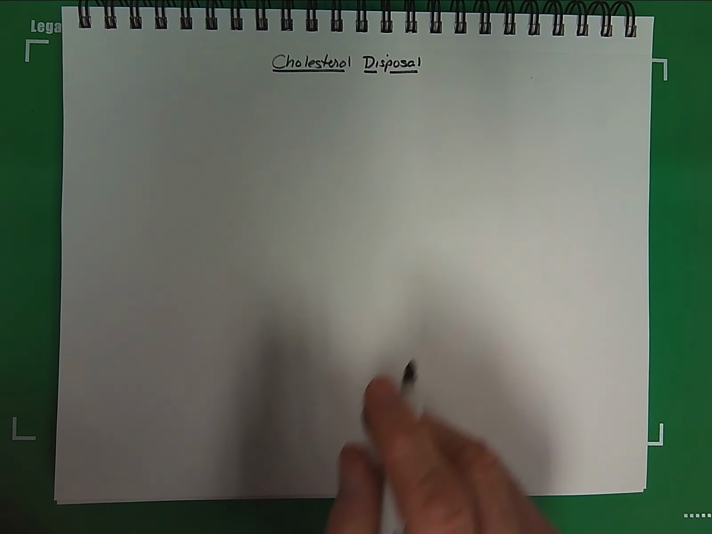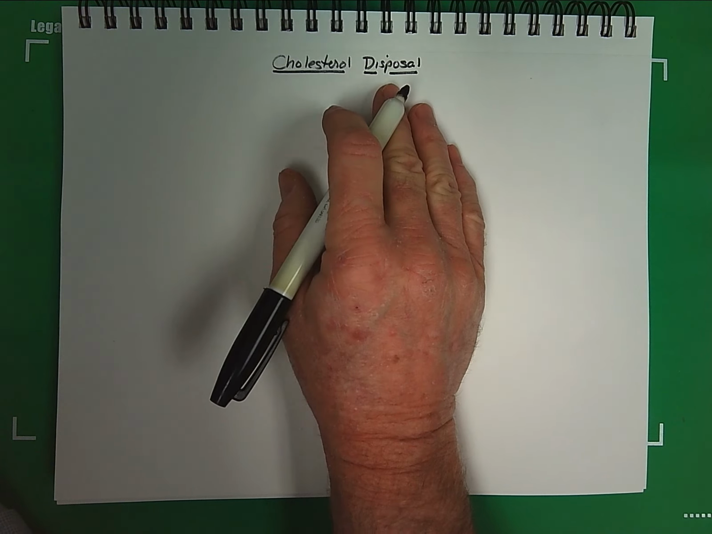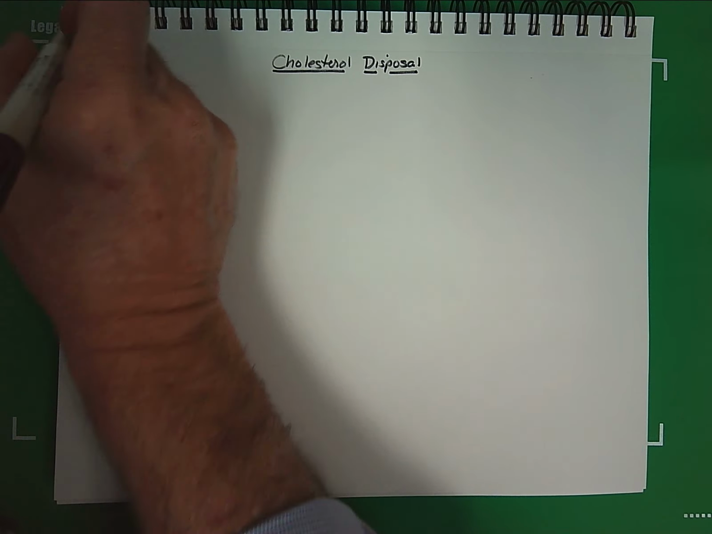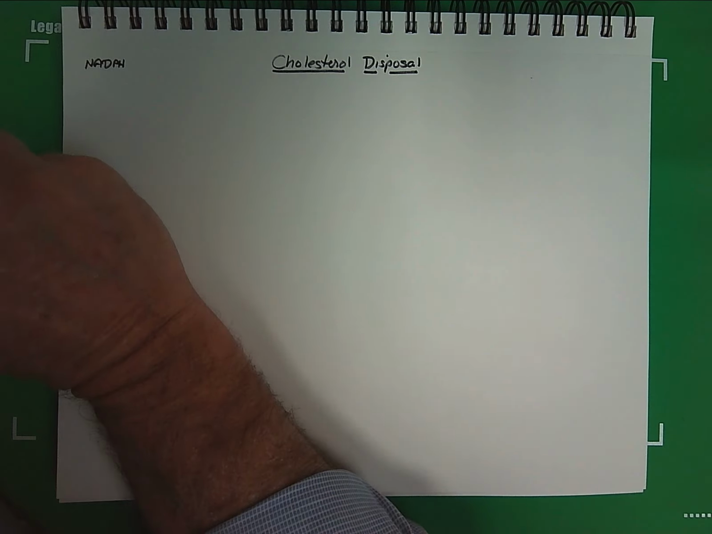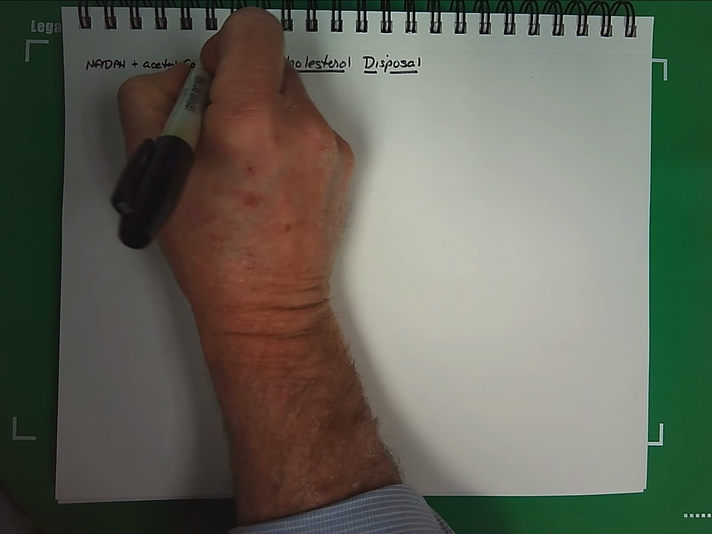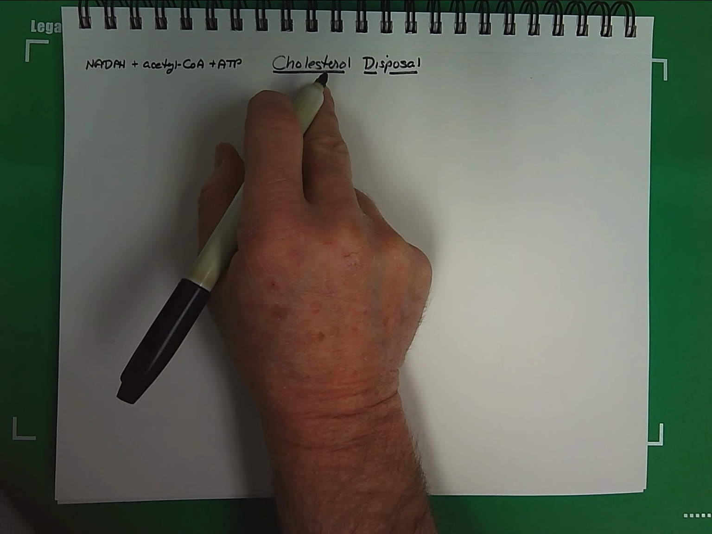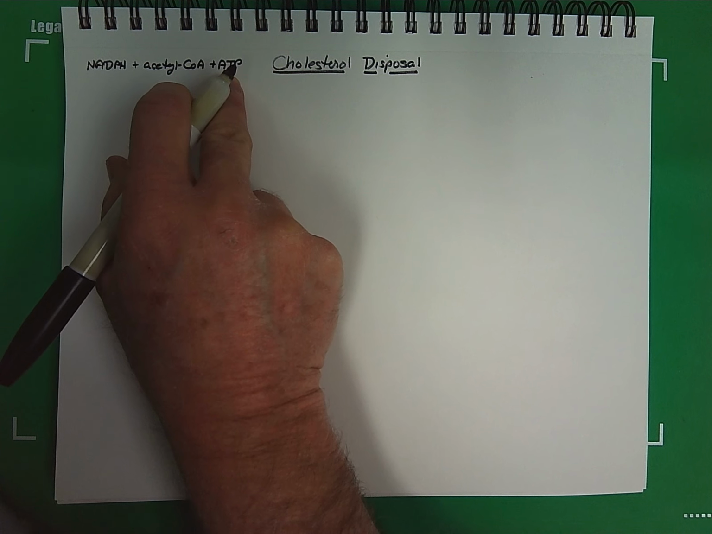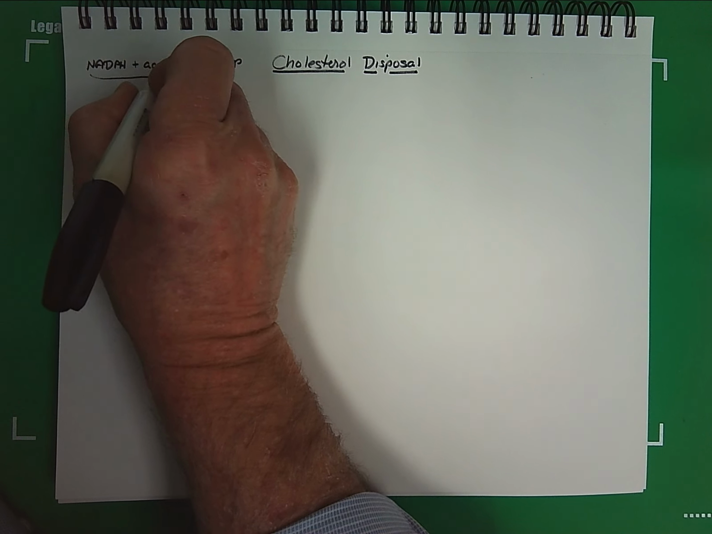Okay, in this next video, I'd like to take a look at cholesterol disposal. In the previous video, we examined cholesterol synthesis, and an important feature to notice about cholesterol synthesis is the enormous amount of NADPH plus acetyl-CoA plus ATP that goes into forming cholesterol. What this means is that we have a large amount of our potential energy stores being used to form a very complex molecule of cholesterol.